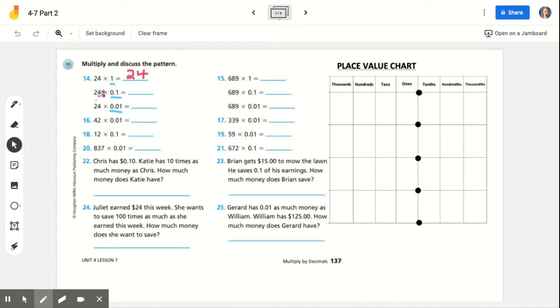Here's how we're going to solve these problems. We're going to write the whole number factor on the first row of our place value chart in the correct place value. So 24 written on the first row, 2 goes in the tens, 4 goes in the ones. Go ahead and write that in with me. And we're multiplying 24 times 1/10.